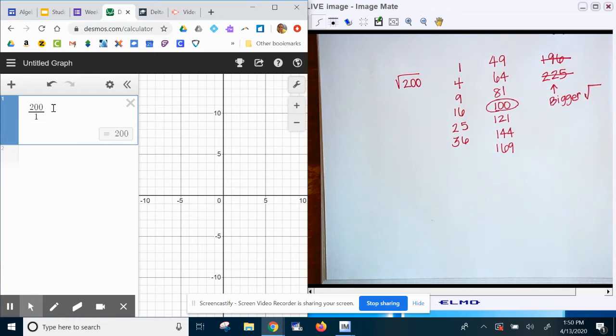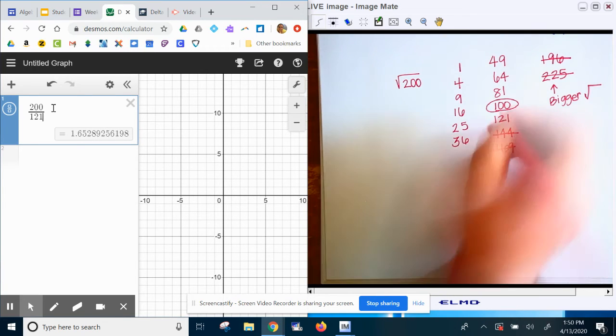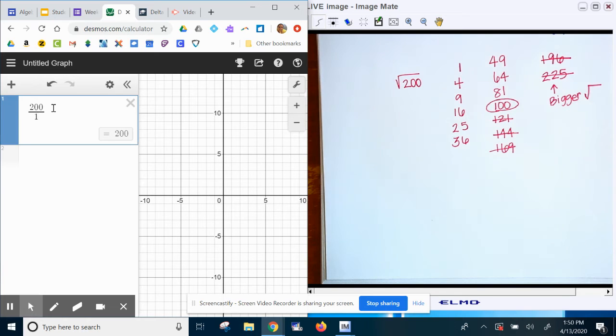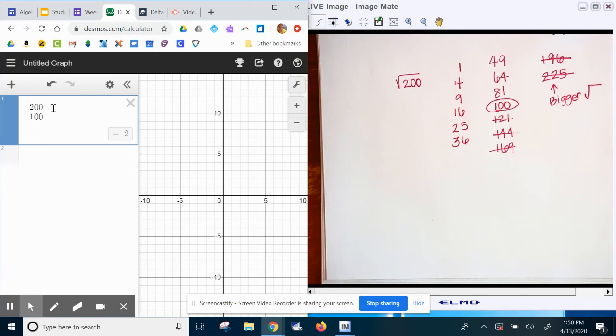So we could check 169. Nope, that didn't work. We could check 144. Nope. 121. Nope. Okay, but all we did was just waste our time because we knew it was 100. So it's totally up to you. If you know it's a number straight off the bat, jump to that number. If you want to check all of the ones until that number, that's totally fine too.